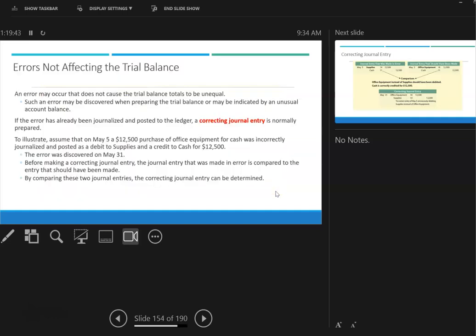Now, when there are errors, we may need to do a correcting entry to fix the errors. Here, let's show you.